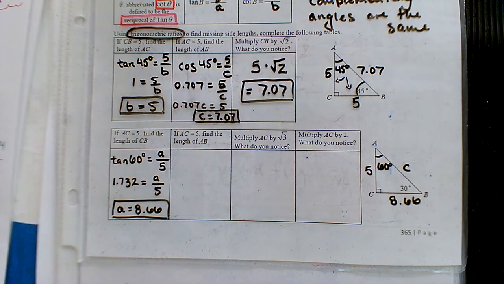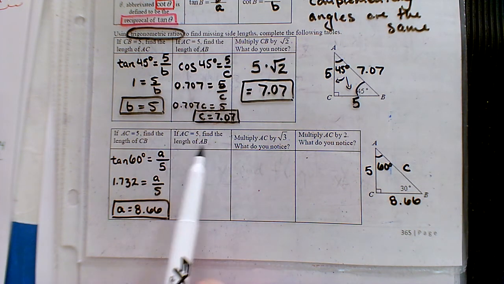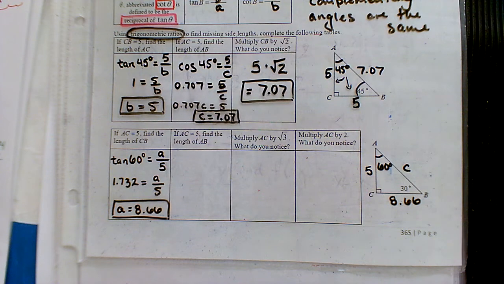You know 2 sides, so you could use the Pythagorean theorem, or you can go ahead and use trig. Okay, we have some options. Again, if AC is 5, find the length of AB. So you first got to think about which angle do you want to use, and then which trig function could you use based off the sides that you know. So let's pick an angle. Do we want to use angle A or angle B? Yeah? Angle A with cosine.